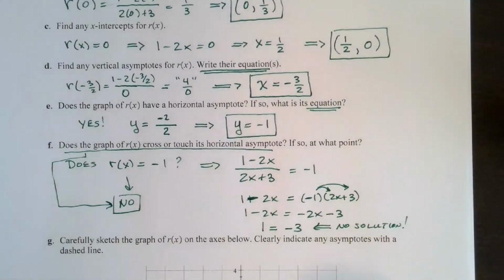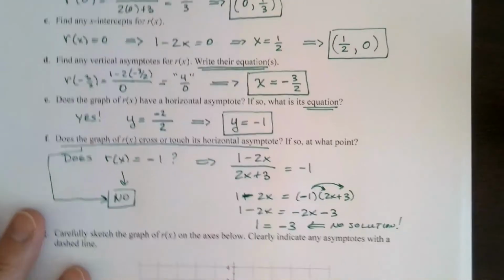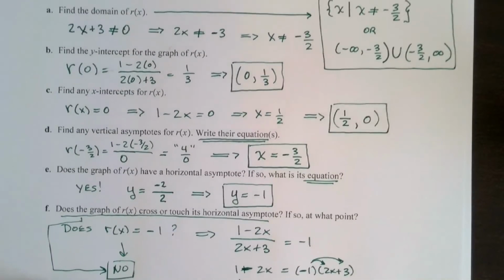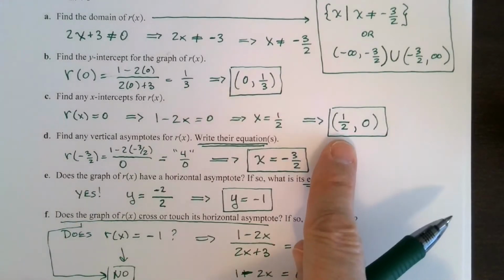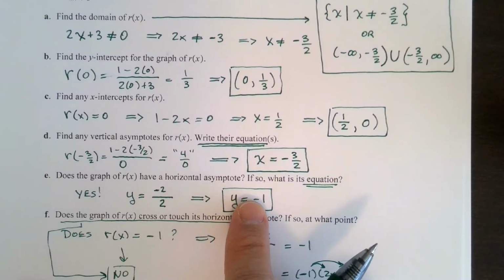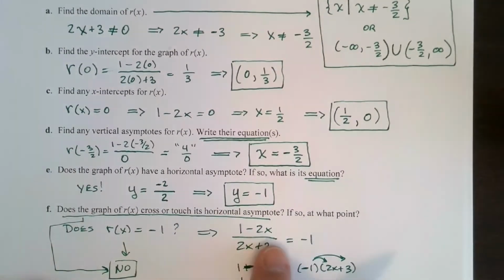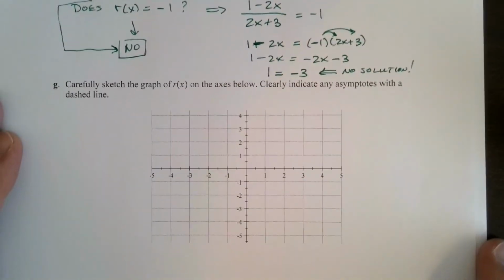Let's take a look now at sketching the graph. What we're going to do is plot the things we know. The first thing we're going to do is plot our y-intercept and our x-intercept. We're going to draw our vertical asymptote and our horizontal asymptote. If I did touch the horizontal asymptote, I can include that point. Okay. So let's do this.